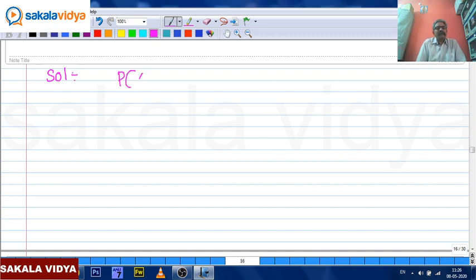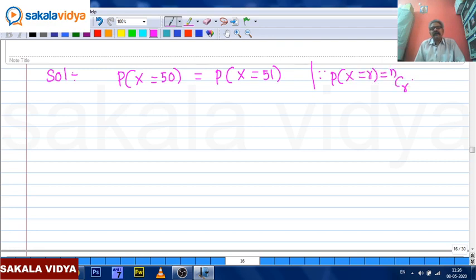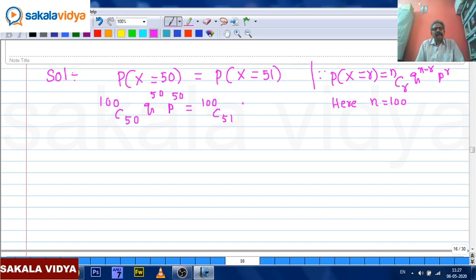Here given P of x equal to 50 equals P of x equal to 51. We know that P of x equal to r is nCr q to the power of n minus r and p to the power of r. Here n is equal to 100 coins. So 100C50 q to the power of 50 and p to the power of 50, because 100 minus 50 is 50, equals 100C51 q to the power of 100 minus 51, that is 49, and this will be p to the power of 51.